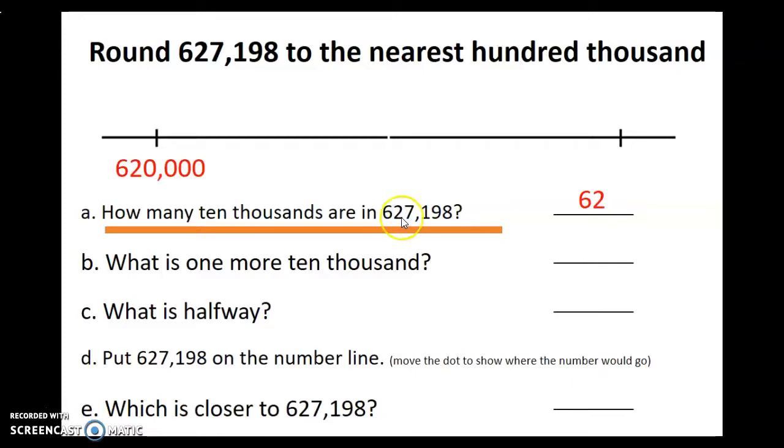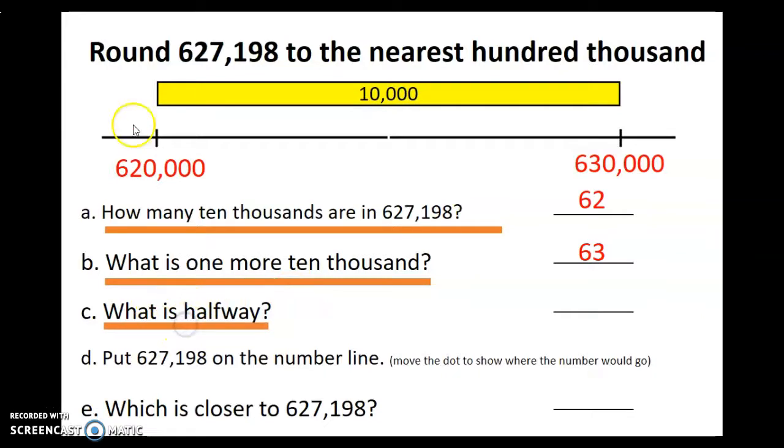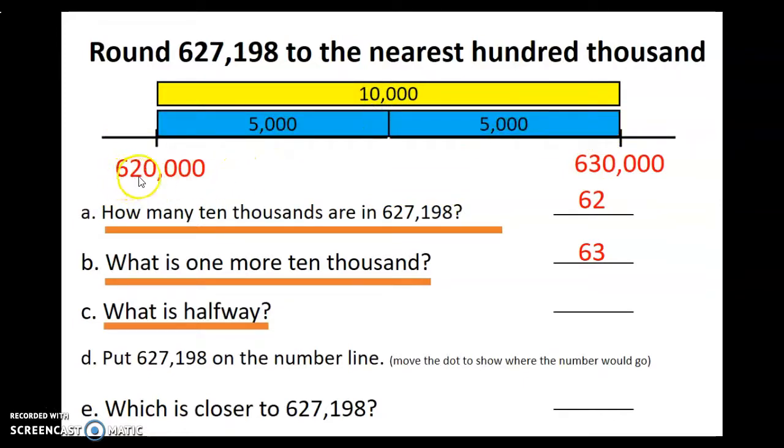620,000. Now let's add one more 10,000. Well, one more than 62 is 63. We write that as its value, and it looks like this: 630,000. So now let's find out what is halfway. Well, I know the distance between 620,000 and 630,000 is 10,000. We just added one more 10,000. Half of 10,000 is 5,000. If I add 620,000 plus 5,000 more, I'll get 625,000. Now let's put 627,198 on the number line.